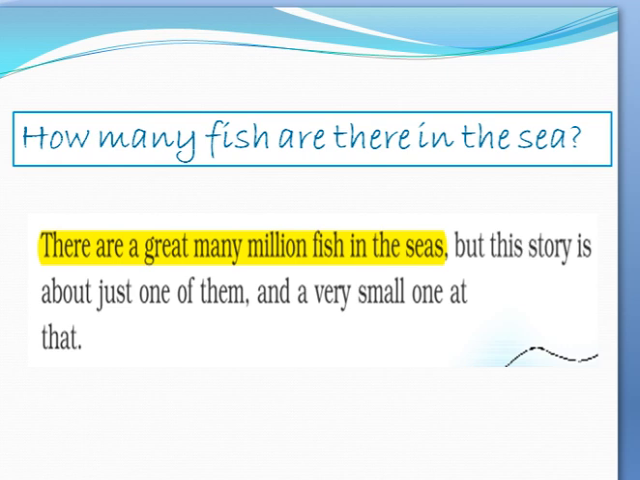Here the first question, this is a one mark question. How many fish are there in the sea? The very first line of the story is the answer here. There are a great many million fish in the seas, right? So how many fish are there? A great many million fish are there. Now here all the questions have not been discussed, right, because it has already been given to you previously. So you have to revise all those questions, read all those questions, right?